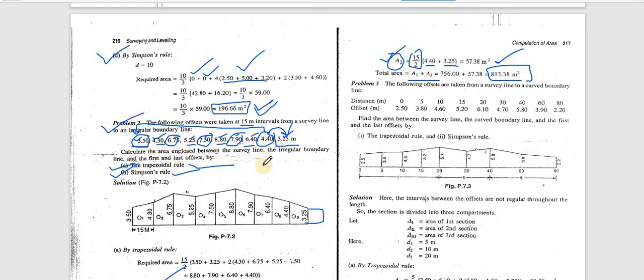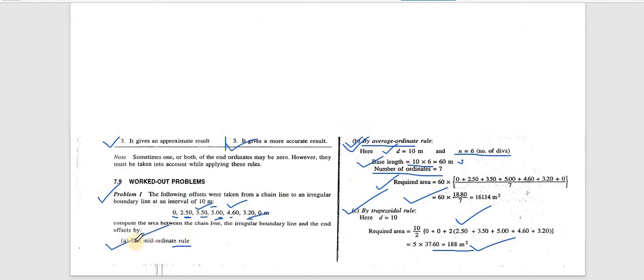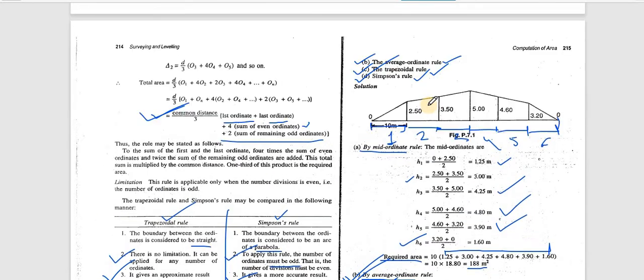Okay, if it is not mentioned in the question which rule you have to apply, then you can apply any of the rules. You can use your mid ordinate rule also, you can use your average ordinate rule also, you can also use your trapezoidal rule, you can also use your Simpson rule. Okay, it is up to you.